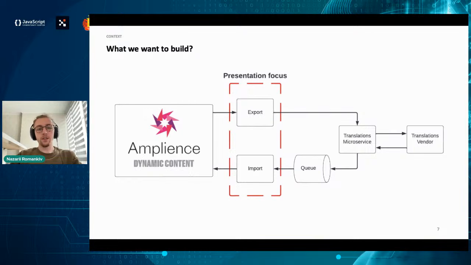So what do we want to build with Amplience? We want to build a system that allows us to send any content item inside Amplience for translation. It talks through our translations microservice to our translation vendor. Then whenever the translation vendor returns a translation back to us, we want to automatically import it back into Amplience without involving a business user, without any manual labor from the customer. And we have a queue here to make sure we can rate limit the requests, and process and import everything into Amplience at a steady pace without any problems.